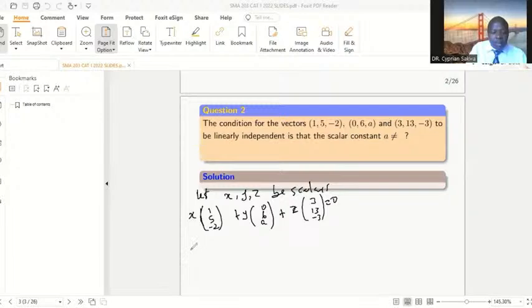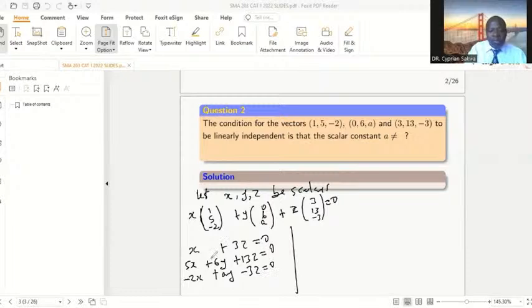So when you open these brackets, then you can have x plus 0y plus 3z is 0. And here we have 5x plus 6y plus 13z is 0. And here we have negative 2x plus ay, this is ay, minus 3z is 0. We reduce this to echelon form just the same way we did for the first question.